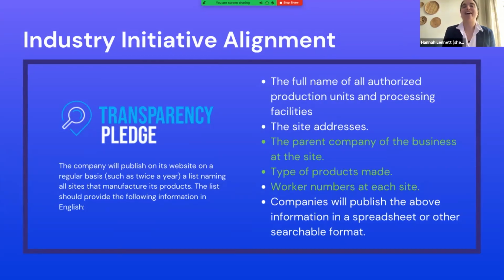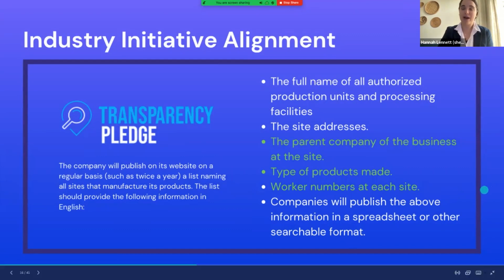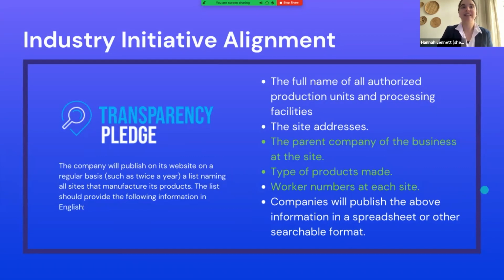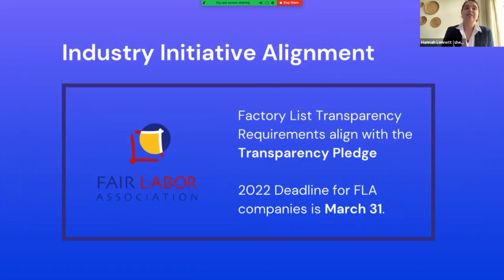So very soon, you will be able to fulfill all minimum Transparency Pledge requirements by disclosing your supplier data on the Open Apparel Registry. Relatedly, the Fair Labor Association has adopted the Transparency Pledge for its factory list transparency requirements. So same thing that I just said with the Transparency Pledge: as soon as we have the ability to submit those additional data points, you will also be able to fulfill FLA requirements by disclosing on the OAR.